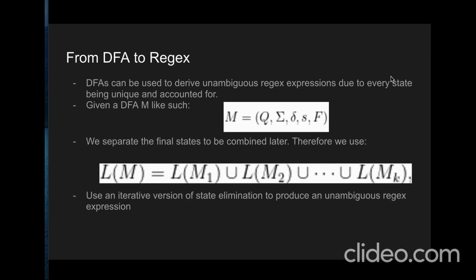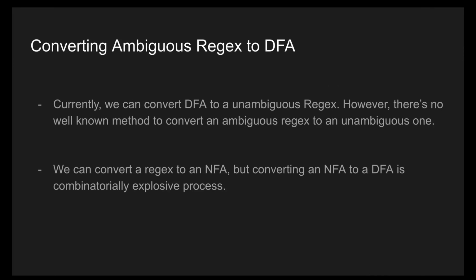DFAs and ambiguous regular expressions to a DFA. Currently, we can convert a DFA to an unambiguous regular expression. However, there is no well-known method to convert an ambiguous regex to an unambiguous one. We can convert a regex to an NFA, but converting an NFA to a DFA after that is going to be combinatorially explosive because it can result in close to infinite transition states.